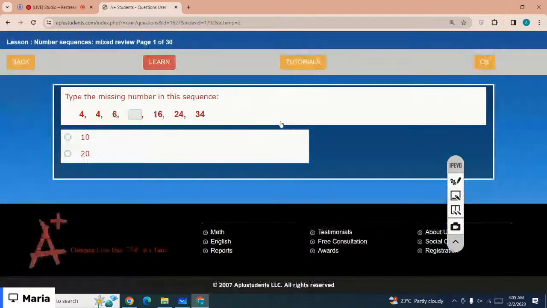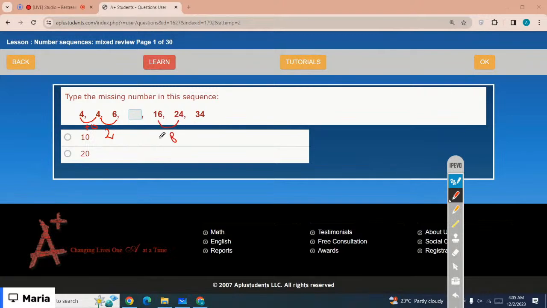Okay, type the missing number in the sequence. Right now, first of all, you have to identify the pattern. You have to see how the sequence is increasing, right? Okay, let's just see. 4 plus 0 is 4, 4 plus 2 is 6, 16 plus 8 is 24, 24 plus 10 is 34, right? That means every time you have to add two more.